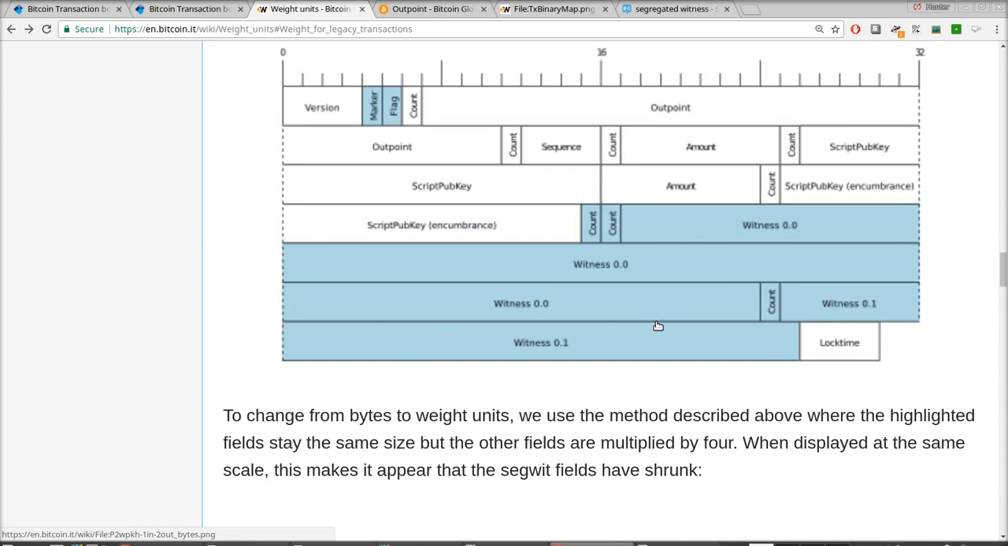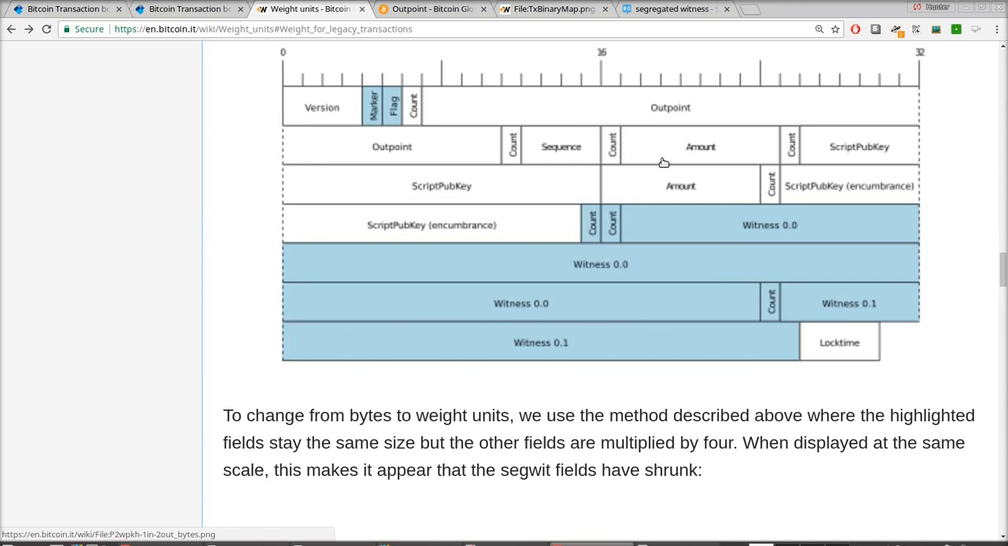A witness is just a fancy word for a signature. Signatures take up most of the space on the Bitcoin blockchain. So when they're segregated, it means that they're stored somewhere off the blockchain and they're just linked to somehow in a transaction. The idea with weight is that the information in these blue regions comes along at a rate of 1 byte unit translating to 1 weight unit.